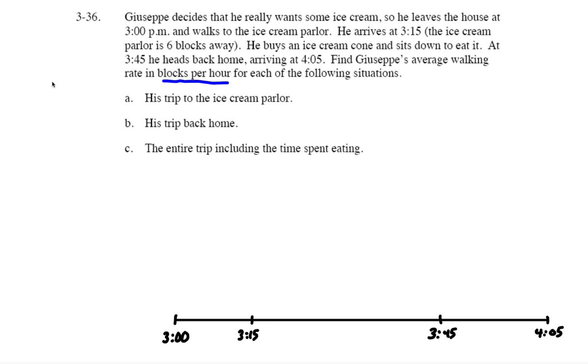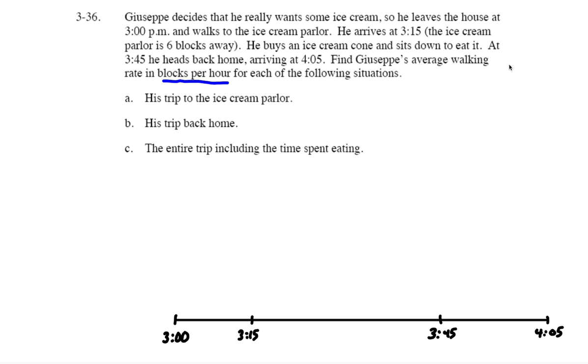All right, here we go. Last problem of the section, 3-36. Says, Giuseppe decides that he really wants some ice cream. So he leaves the house at 3 o'clock p.m. and walks to the ice cream parlor. He arrives at 3:15. The ice cream parlor is 6 blocks away.